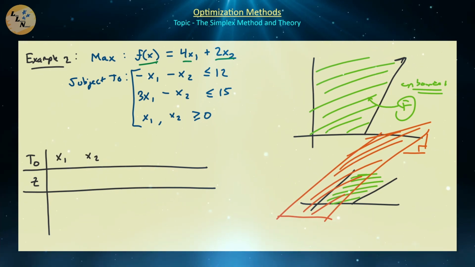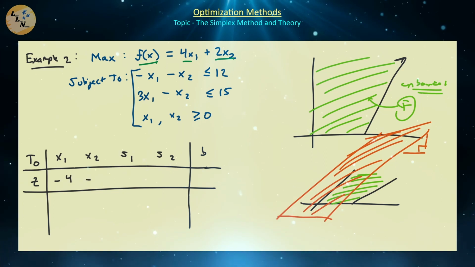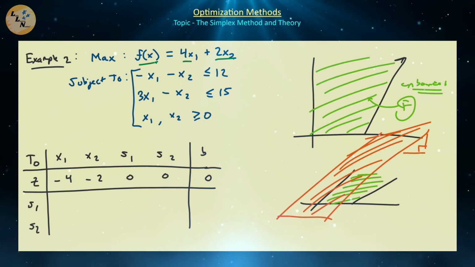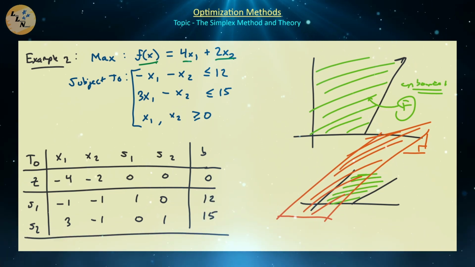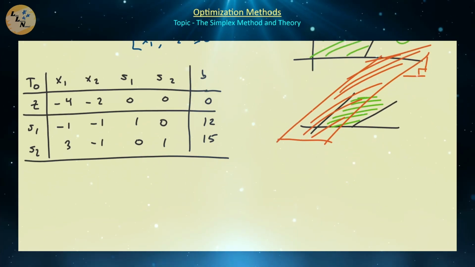So we have x1, x2, two slack variables s1, s2, and let's put our b column there. Our z is going to be changed to -4, -2, 0, 0, default 0. And then our departing variables are going to be s1 and s2 with coefficients -1, -1, 1, 0, and then 3, -1, 0, 1 with b values 12 and 15. So that is our initial tableau. How do we go about this using the simplex method? The first thing is to identify the most negative coefficient in z because we want all of these to be positive numbers.